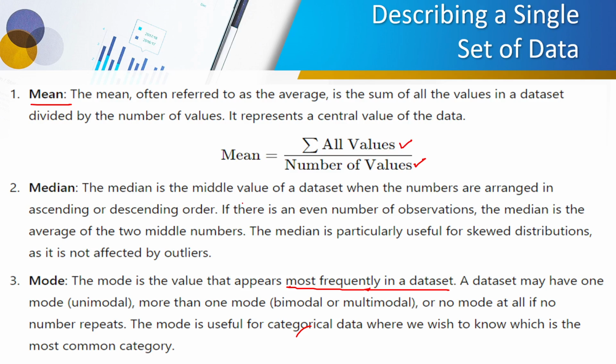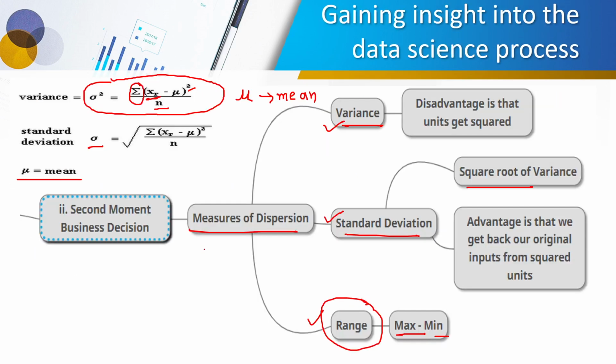So we covered mean, median, mode, that is the definition. What is there in the second moment business decision? Here we are talking about measures of dispersion. We have three parts: range, variance and standard deviation. What is the meaning of range? In range we simply take the maximum value present in your list minus the minimum value. So in this case, if you take a equal to what?